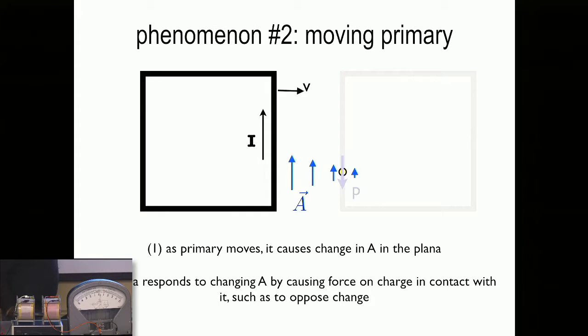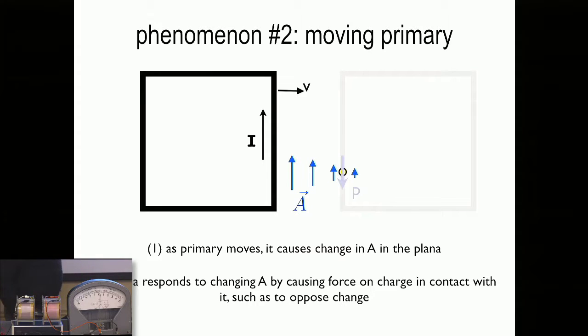The plana responds to that change in itself, in its state, by finding any charges that are nearby, and it gives them an impetus in the opposite direction. That's how the magnetic induction works. So look at the plana. The plana is the actor here.